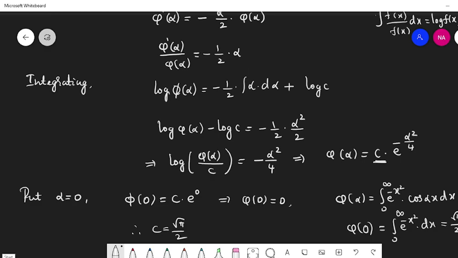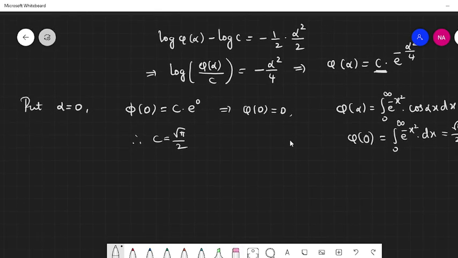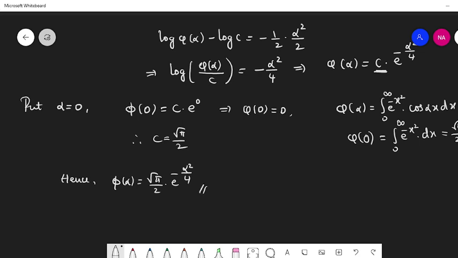and hence phi of alpha equal to root pi by 2 into e power minus alpha square by 4. That completes the solution. So with this, we have discussed two problems on differentiation under integration. Next video, let us consider a few more problems.